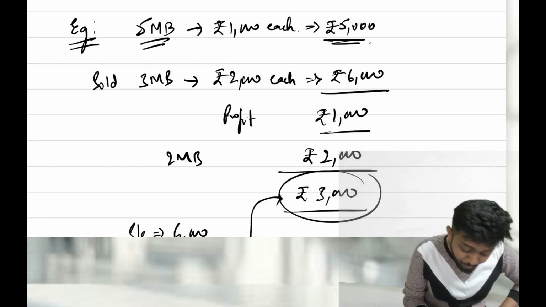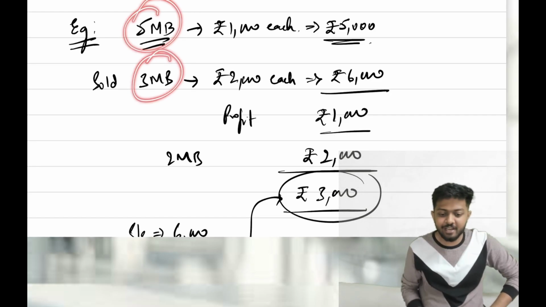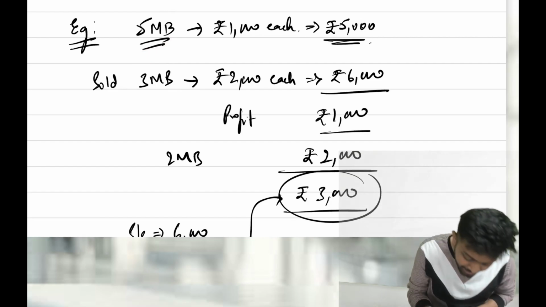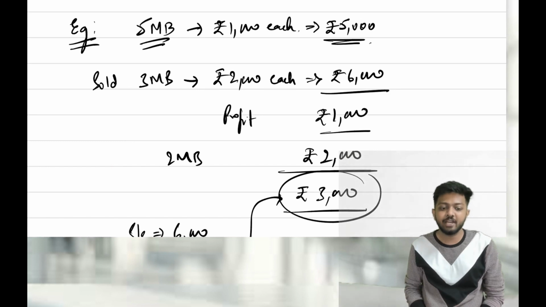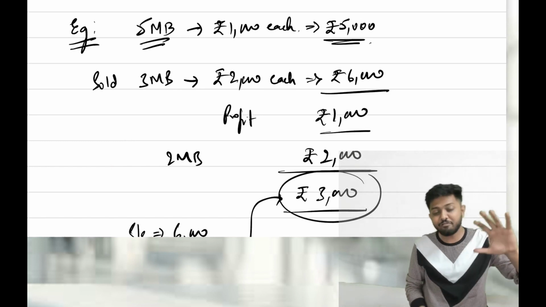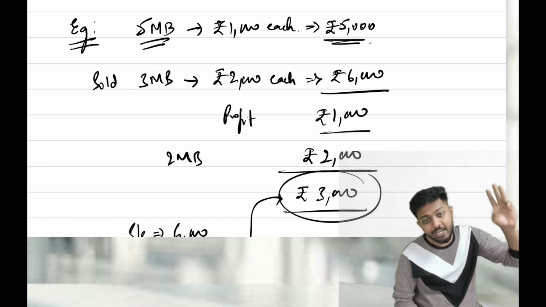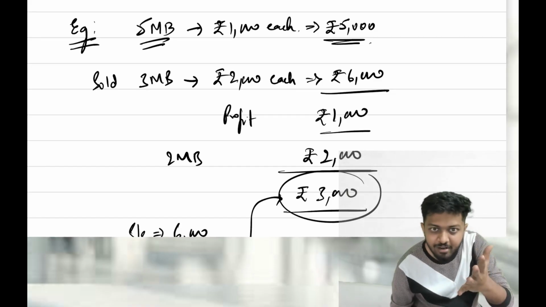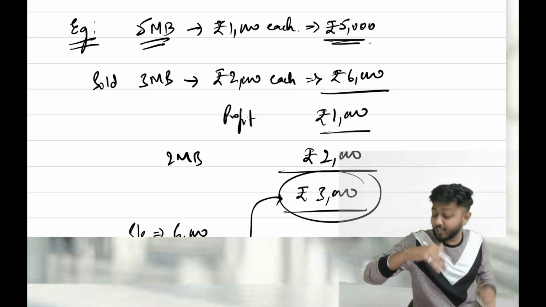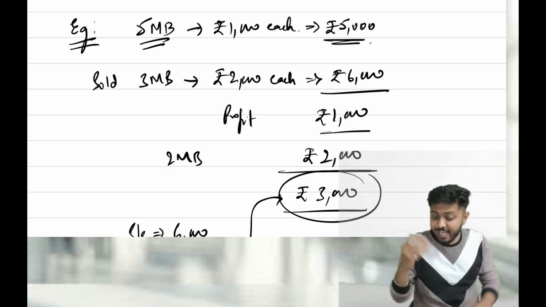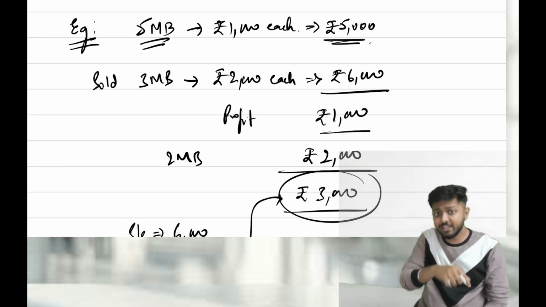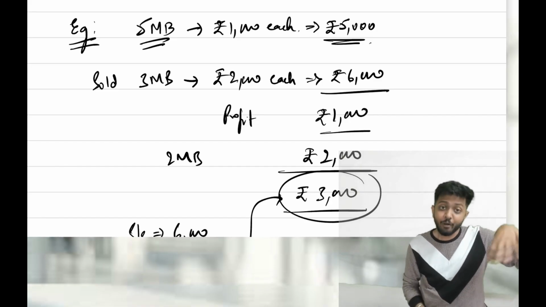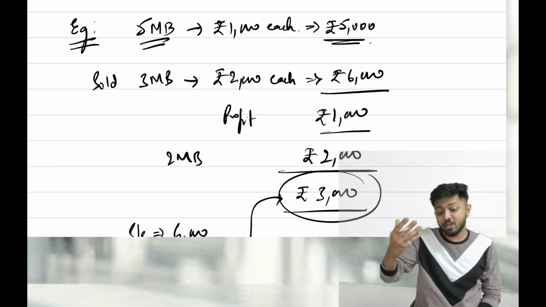Sir, we have bought 5, but we have sold only 3. No, sir. We still have 2 mobile phones in the closing stock. How are you comparing the sales of 3 mobile phones with the cost of 5 mobile phones? Not possible. Correct? The sales of 3 mobile phones should be compared with the cost of 3 mobile phones.